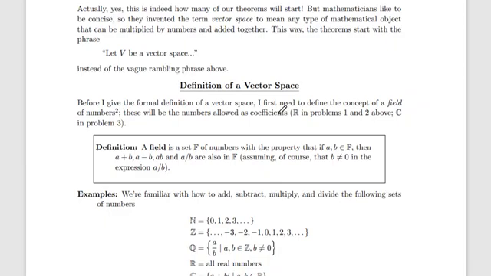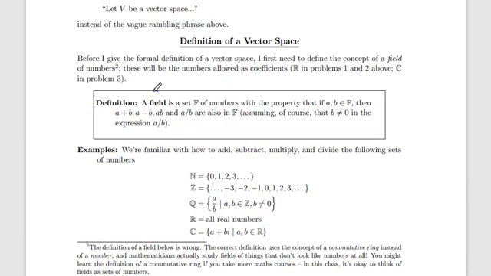Definition of vector space. Let's start first of all with the field. What is a field? A field is a set F of numbers with the property that if two of the numbers belong to F, then their addition, subtraction, multiplication and division are also in F. So this is called a field.